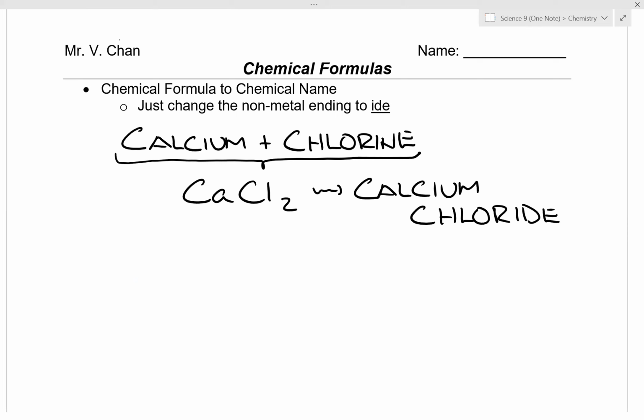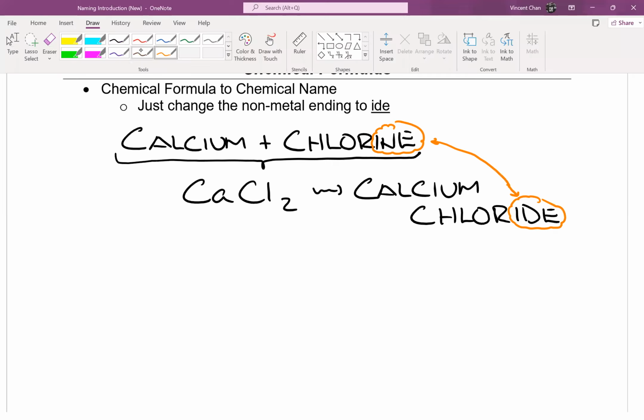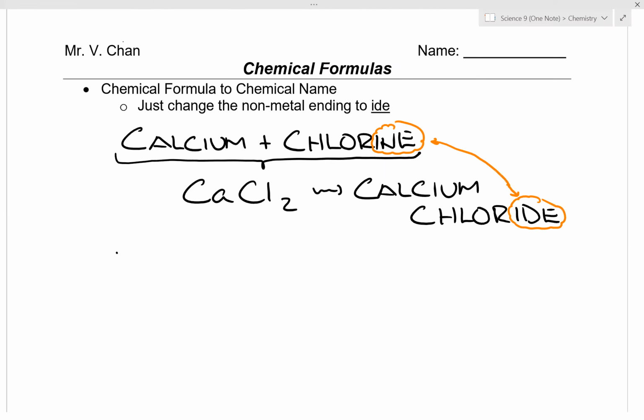Notice I changed the ending from -ine to -ide. That ending change means that the chlorine was actually joined up. Okay. Now, the other example I gave in my previous video was barium and nitrogen.